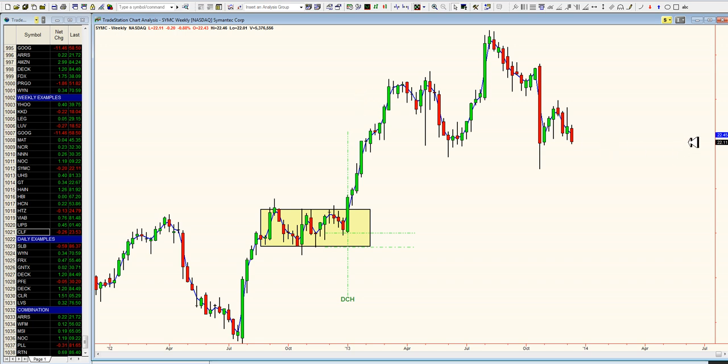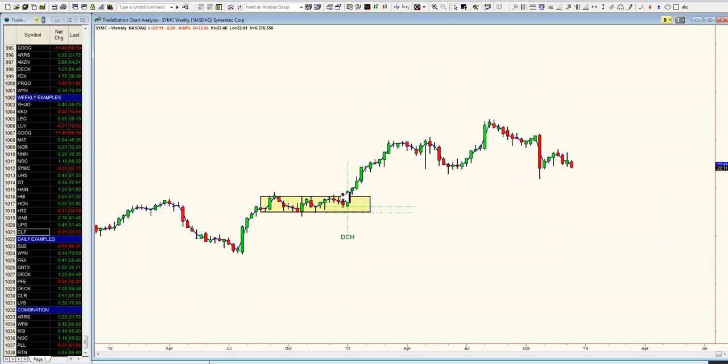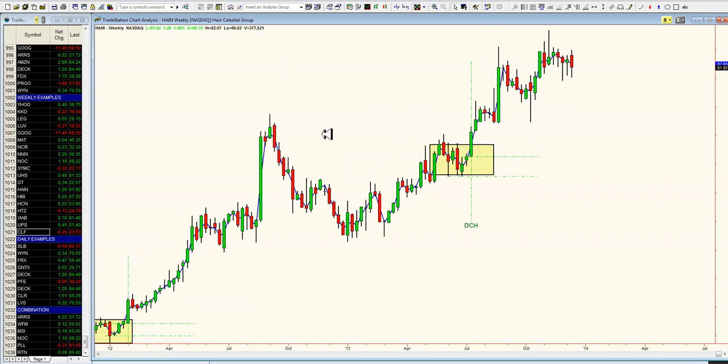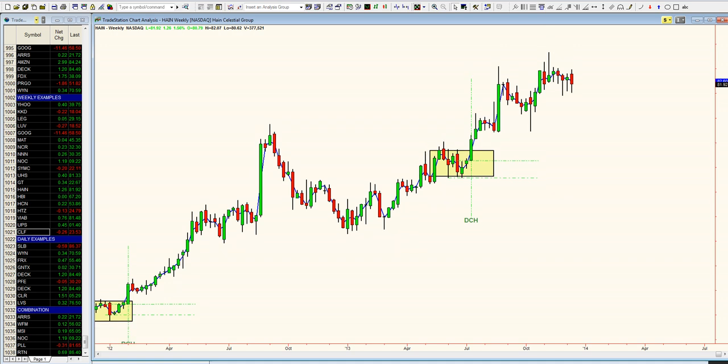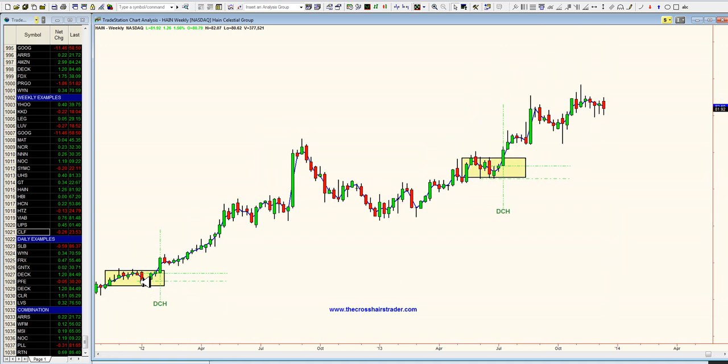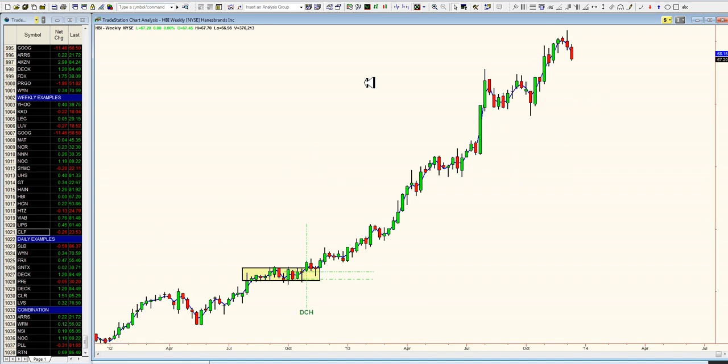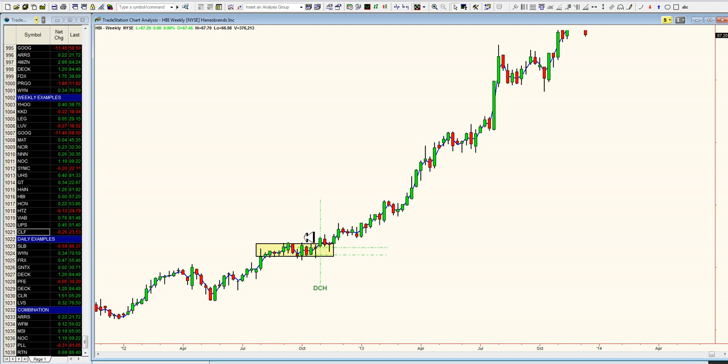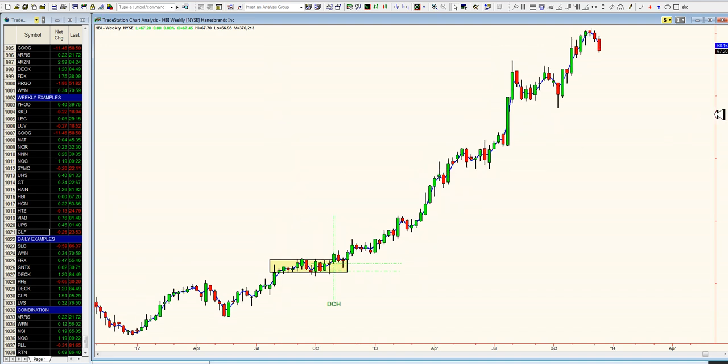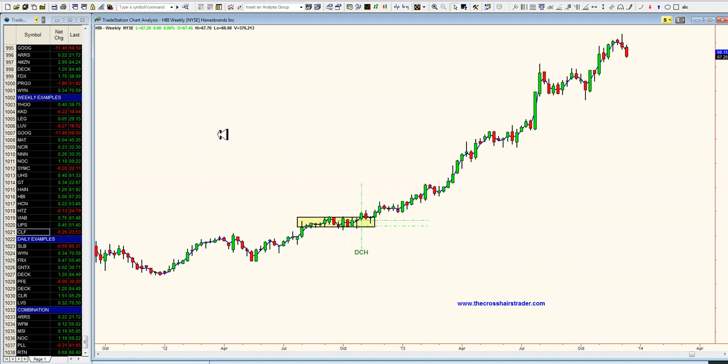SYMC, another one we discussed. There's your DCH signal. HAAN, same. Actually had a couple of signals here on HAAN, if you recall. Nice breakout there. Pulled back, broke out again. And then finally, the HBI, you can see here. I won't go through all of the ones we discussed in this video, but you can see there. All right, let's take a look at some daily examples, and we will start with SLB.